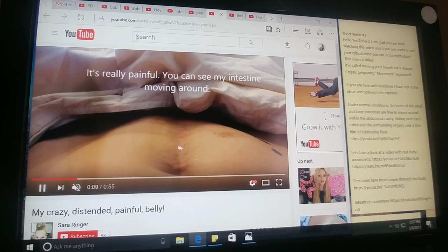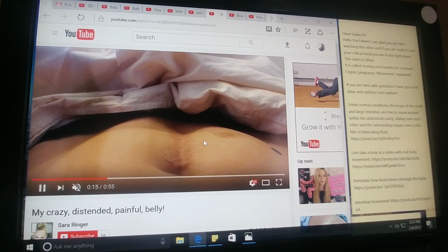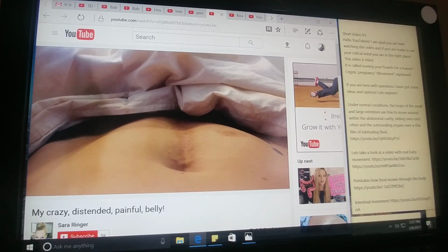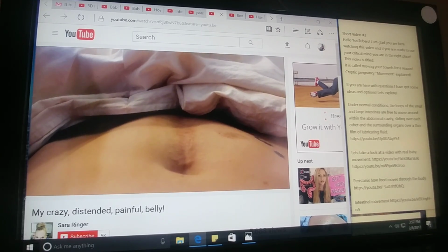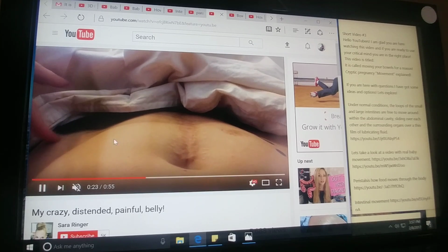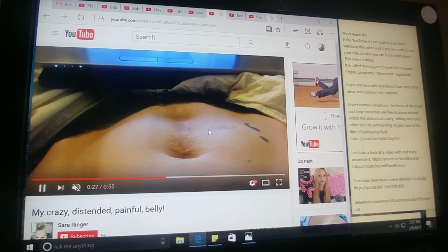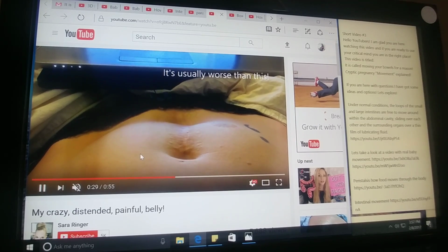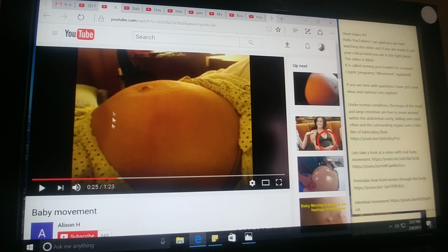And it's pretty obvious that this is her intestines moving around. However, this can be misinterpreted for fetal movement. And this is why I bring these videos to light here, so that you can look at what the intestines moving looks like versus what a baby moving around looks like.